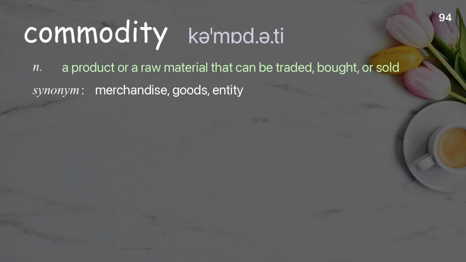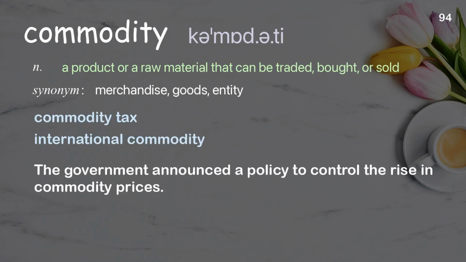Commodity. A product or a raw material that can be traded, bought, or sold. Examples: Commodity tax, international commodity. The government announced a policy to control the rise in commodity prices.